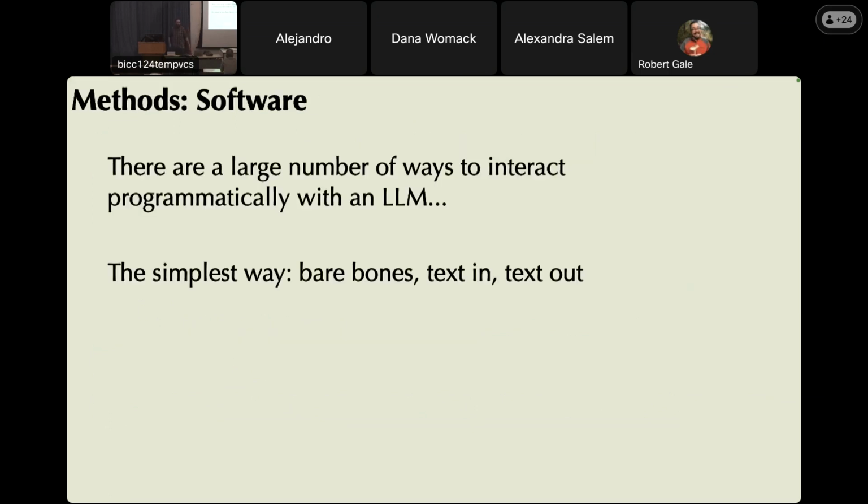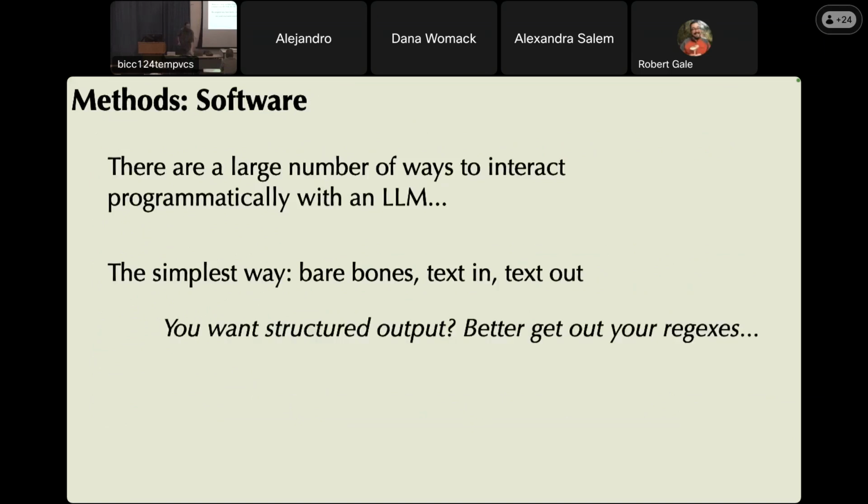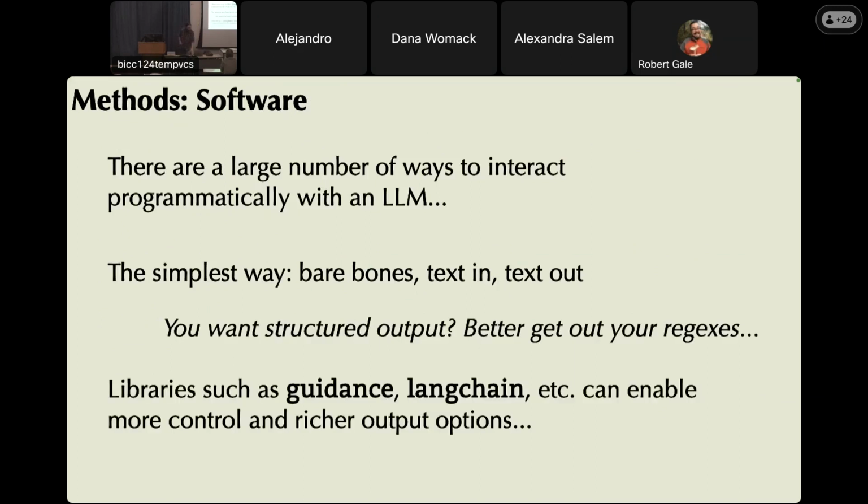The simplest way is bare bones. You give a text in, you give a text out. That means that you're now writing more code to parse your answers, and now you have 10,000 problems, right? Better get out your regular expressions to parse the output, and to me that way is madness. I like tools like Guidance or LangChain, which let you do much more constrained decoding. Those are a little more complex.